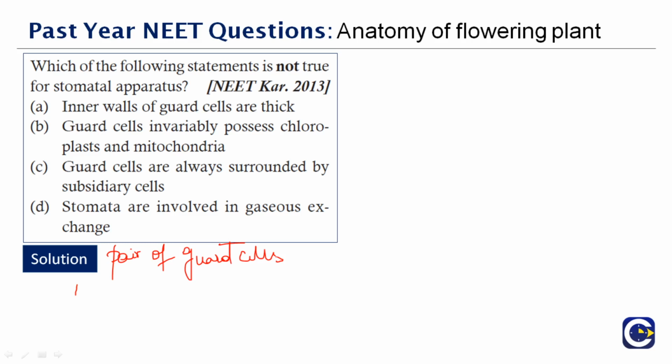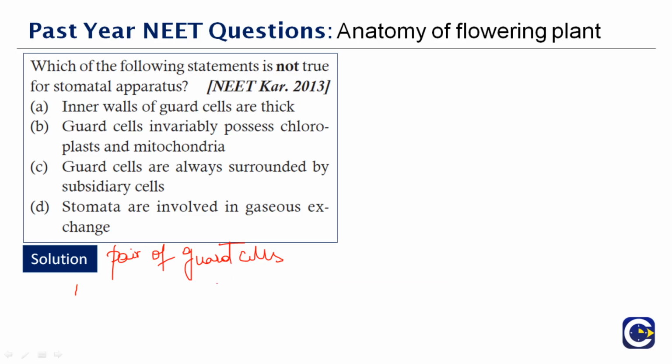Now which one of the following statements is wrong? Inner walls of the guard cells are thick, that is right. Okay. Guard cells invariably possess chloroplast and mitochondria. Okay. Guard cells are always surrounded by subsidiary cells. Just now, when I gave you an introduction about the stomatal apparatus, I said the guard cells might or might not be surrounded by the subsidiary cells. But here in option C, they are saying they are always surrounded by subsidiary cells.